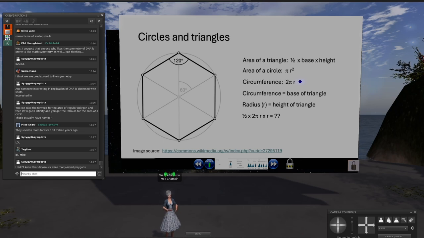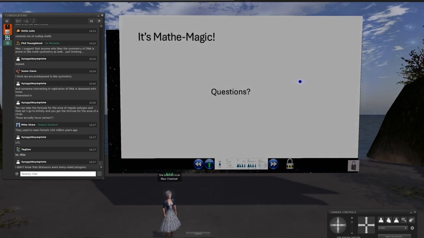And the circumference of the circle is the same as the base of the triangle. The radius of the circle, the r, is the same as the height of the triangle. And so the area of the circle is 1/2 times 2 pi r times r, which is pi r squared. So that is mathemagic.